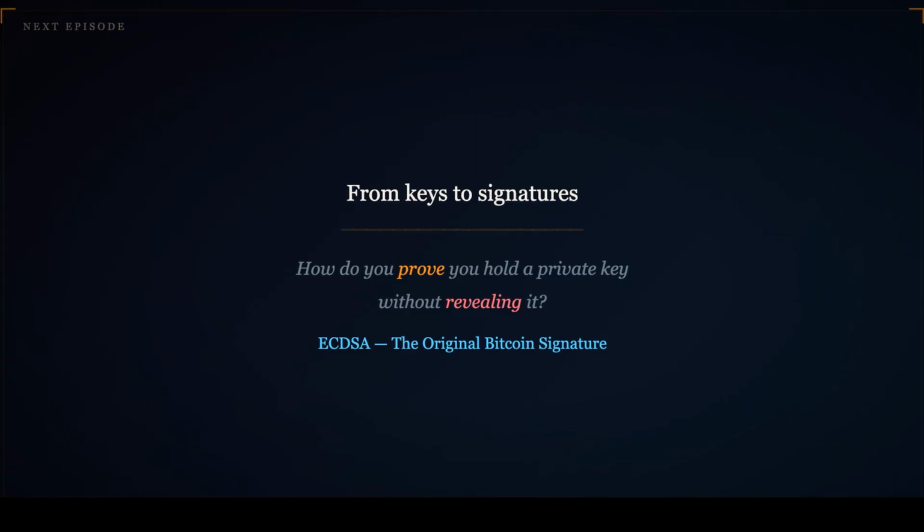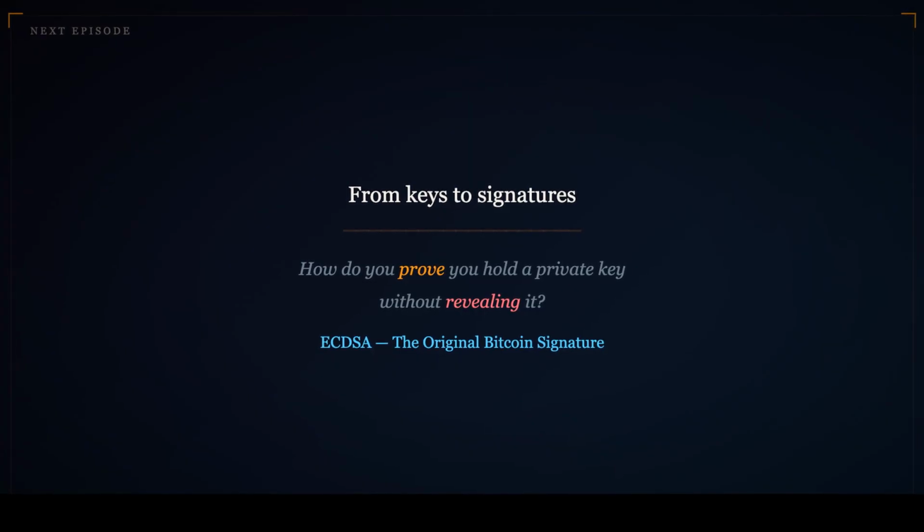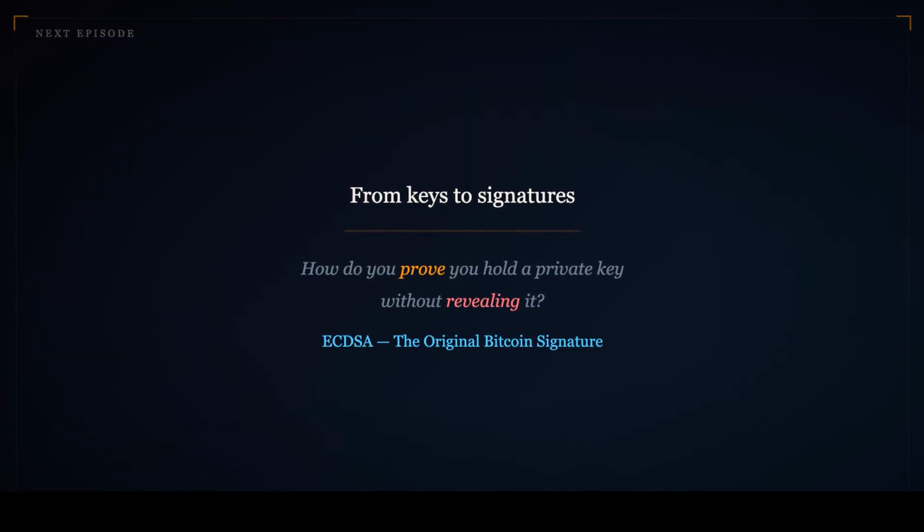We can generate keys, and we understand why the reverse direction is hard. The next question is, how do you prove you hold a private key without revealing it? Episode 10 walks through ECDSA, the original Bitcoin signature algorithm.